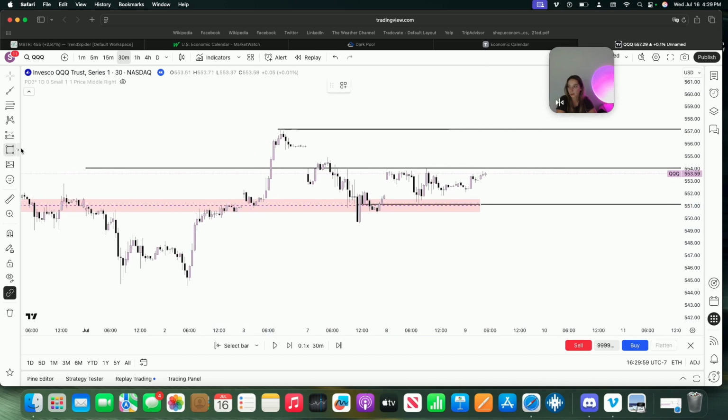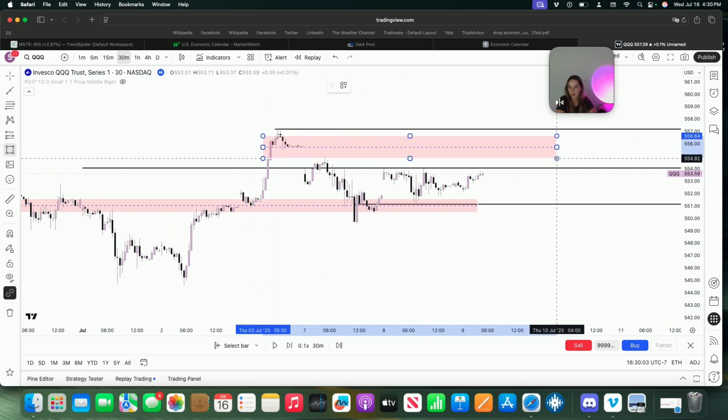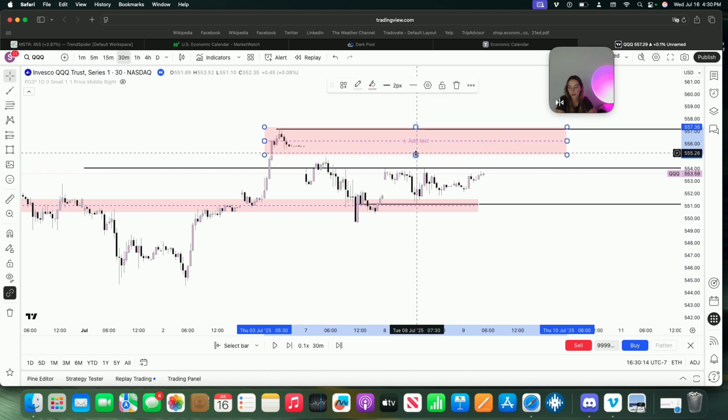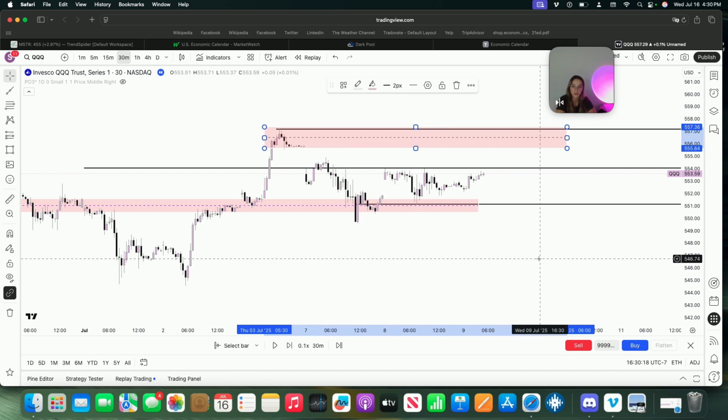Now for a specific supply zone, I like this range up here, because we've seen a candle tap into it and we haven't seen much else from there. So we have this area that I'm going to make a little bit smaller. This area right here from 555 to 557.